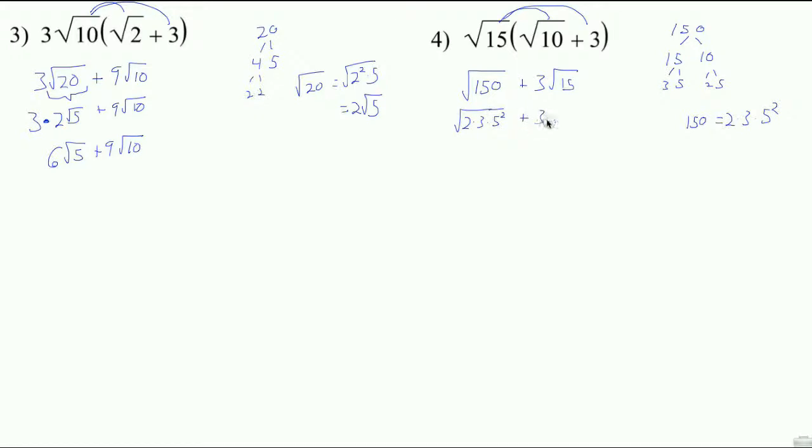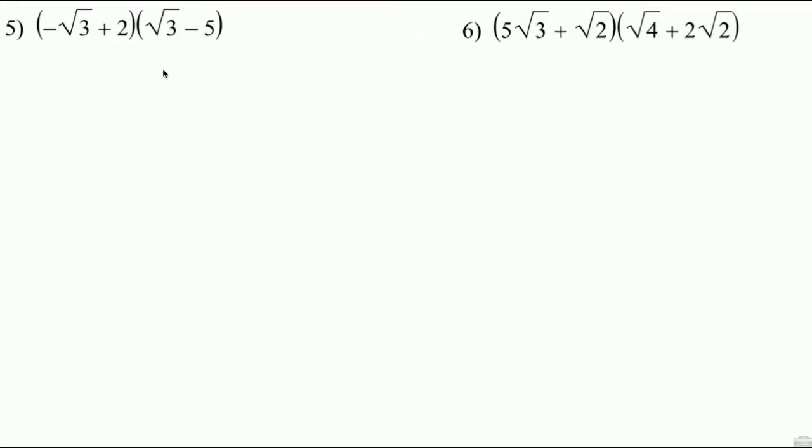plus 3 root 15 still. And we can't simplify the square root of 2 or the square root of 3, but the square root of 5 squared is simply 5, so that comes out here. 2 times 3 is 6, so we have 5 root 6 plus 3 root 15. Nothing left to simplify, so that's our answer for number 4. Moving on to the next slide.